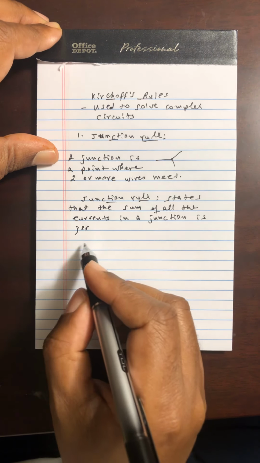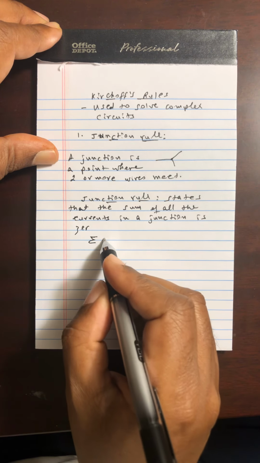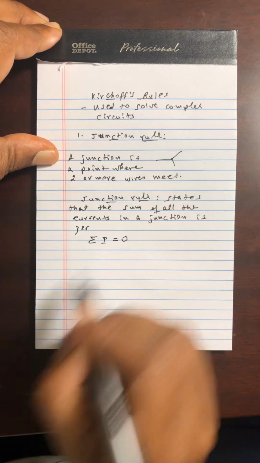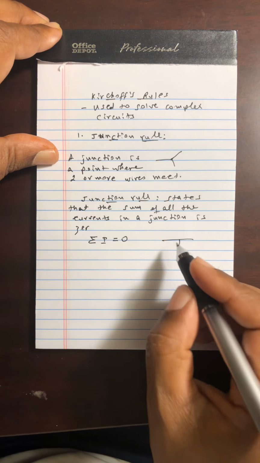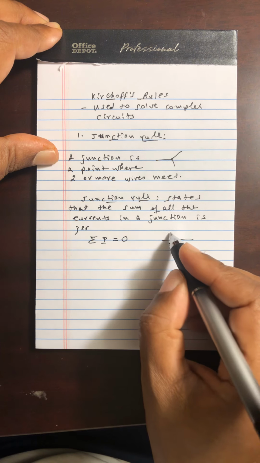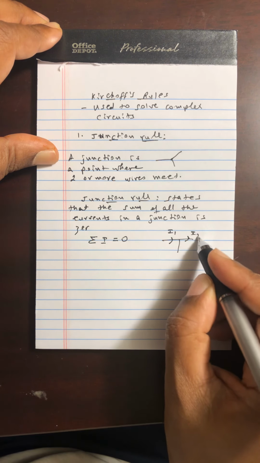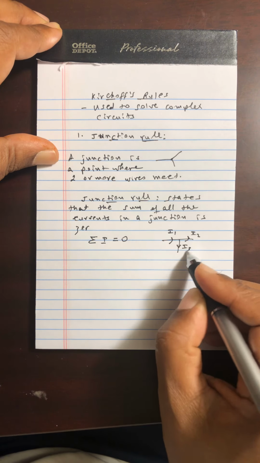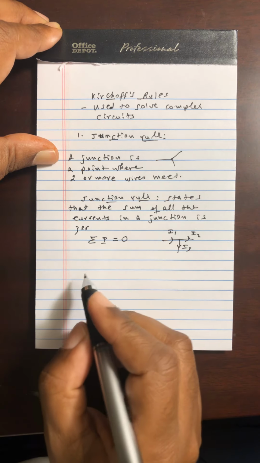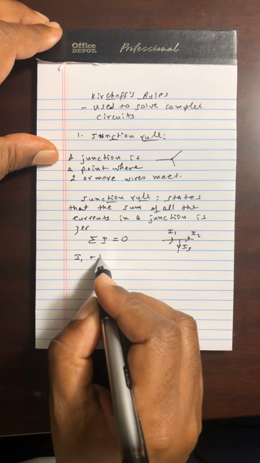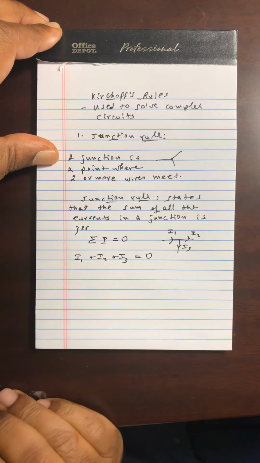Okay, we can write it as the sum of all the currents in a junction is 0. Now suppose we have these wires over here. Let's say current I1 comes this way, and then current I2 goes this way, and let's say current I3 goes this way. This rule says the sum of these currents is 0. This implies I1 plus I2 plus I3 equals 0.